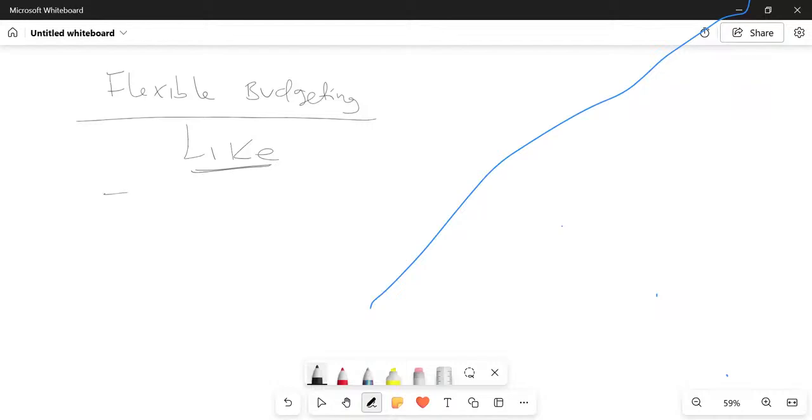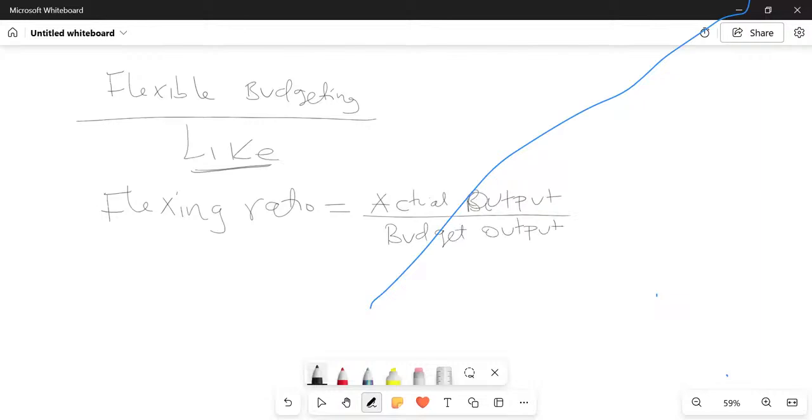Now, ladies and gentlemen, the most important thing will be for us to appreciate how we normally get the flexing ratio. Here you must always compute what we call the flexing ratio. How do we get this flexing ratio? I can repeat, I don't have a problem. So for the flexing ratio, we normally take the actual output divided by budgeted output. Anytime they want us to do a flexible budget, we must always take the actual output divided by budgeted what here, somebody? Output.